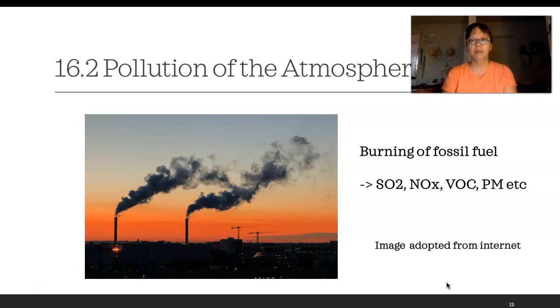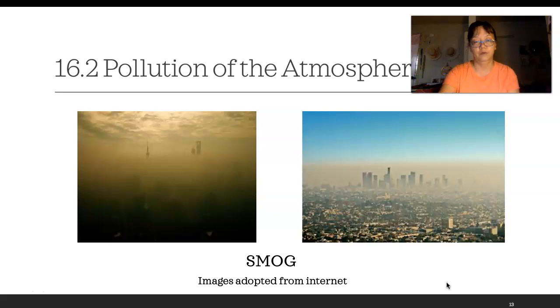So the first type of pollution comes from burning of fossil fuel. I list a few here, like sulfides, nitrates, volatile organic compounds, and particulate matter. So those are the chemicals and the particles released from burning of fossil fuel.